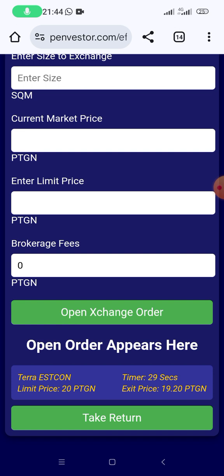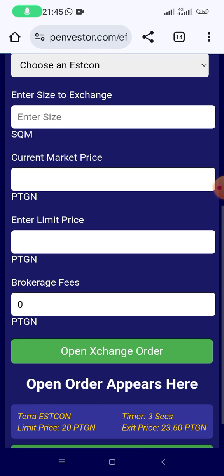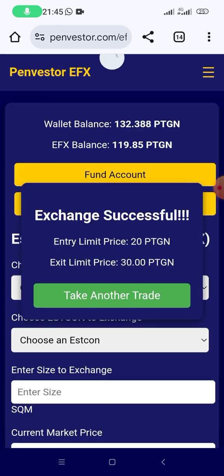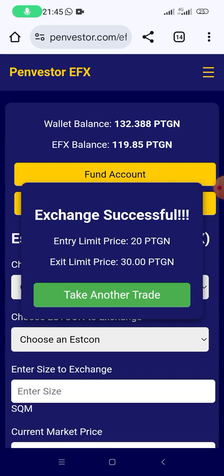19 is lower than 20, which is like a loss. 20 is lower than 20, like a loss. You see 30, yes. I've clicked on take return now. It's because the network is fluctuating, but don't worry, it will load. Yes, I just want you to know how it can go.